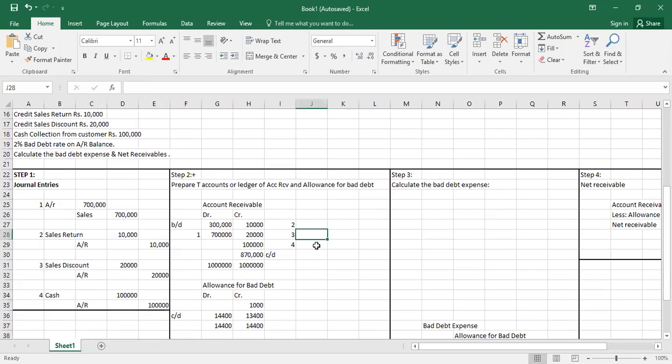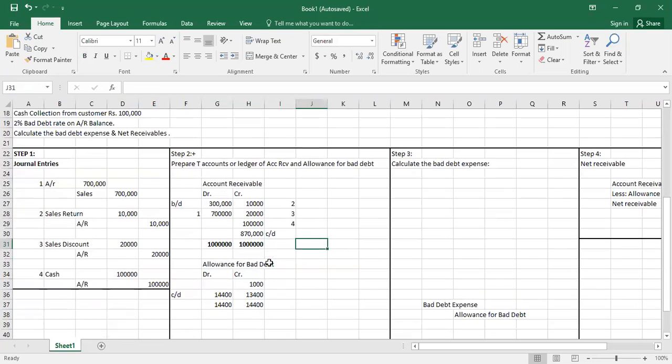This is the third entry. Now account receivable credit by 1 lakh. So 1 lakh here, and that's the fourth entry. We have got the ending balance of 8,70,000, and the debit and credit sides balance out. So this is all about the account receivable balance.